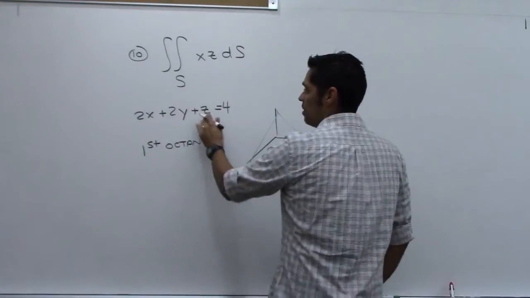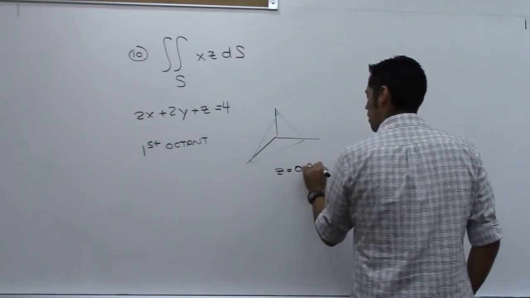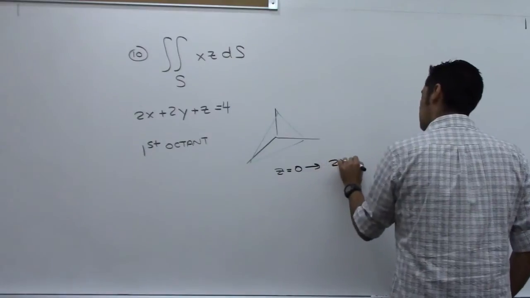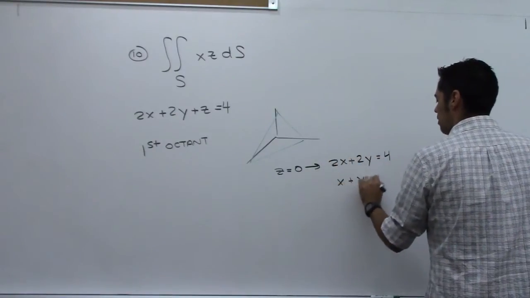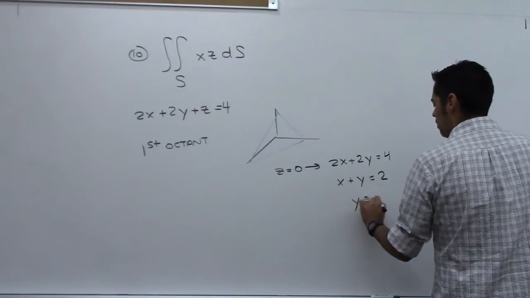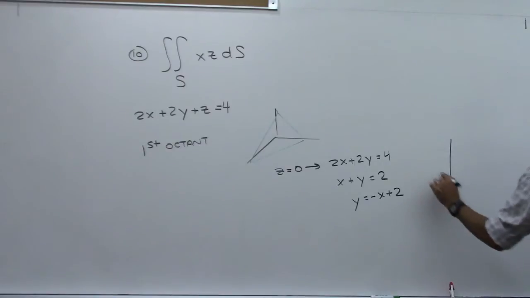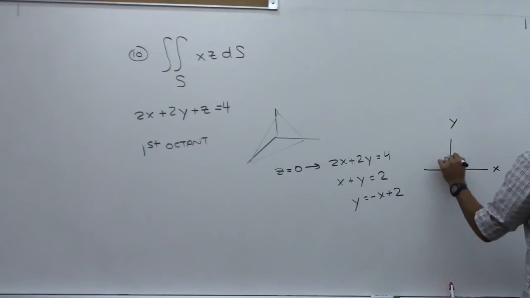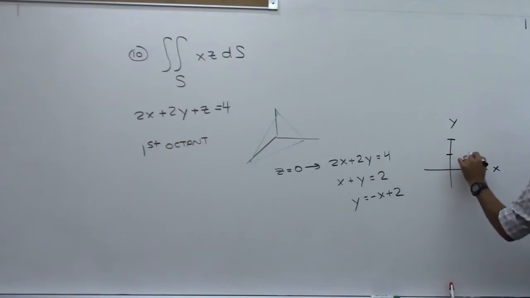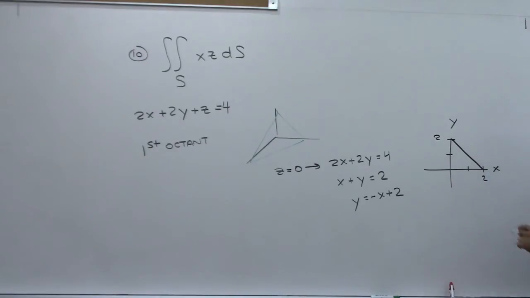To do that, I let z be 0. If z is 0, then I get 2x plus 2y equals 4. That's x plus y equals 2, that's y equals negative x plus 2. So if I draw this in the xy plane on the ground, up 2, and then it's down 1 over 1, down 1 over 1, so it's going to hit here at 2 also. That's where my plane hits.